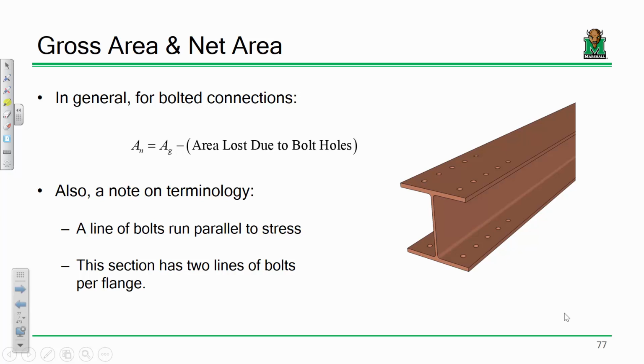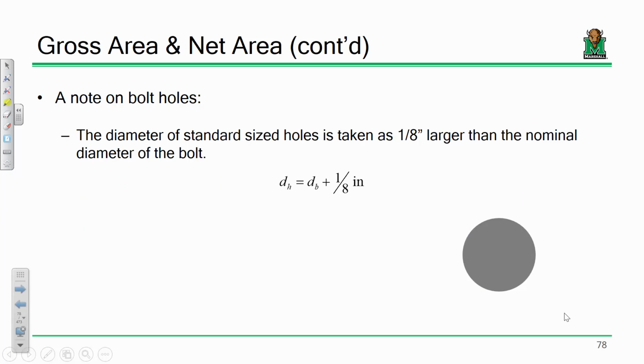So I would be yanking on it this way, so the lines of bolts go this way. So I've got 2 lines of bolts in each flange, and each of those lines have 5 bolts in it. Make sense? Okay.